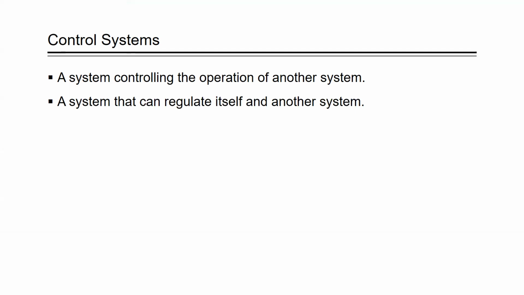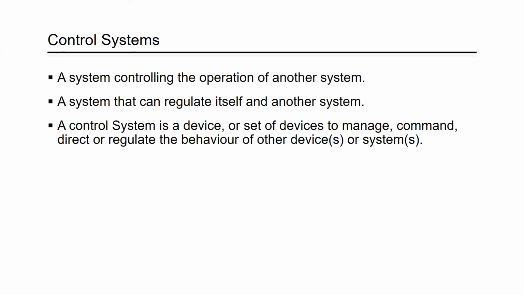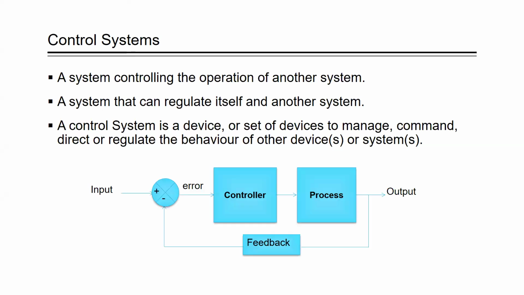Now, that control system can regulate itself and can also regulate other systems. So it's basically a device or a set of devices that can manage, command, direct, regulate. All these are just synonyms for control in this context. So it's a system that can control the behavior of another device or system.